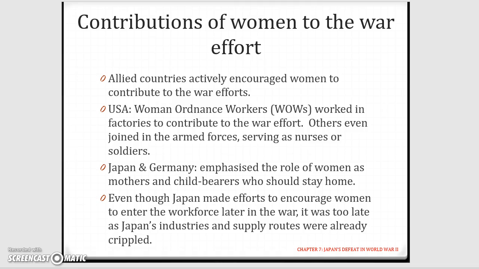But the USA actively encouraged the women to contribute to the war effort by putting them to work in the factories. The men go and fight the war, and then there's nobody else to work in the factories, right? So you get women to work in the factories. Japan actually made efforts to encourage women to enter the workforce much later in the war, but it was already too late and the industries were crippled.